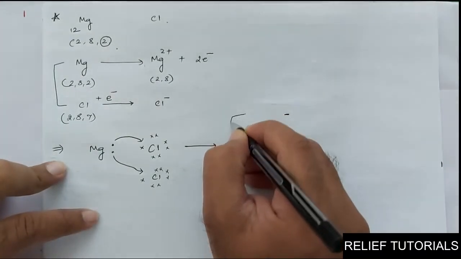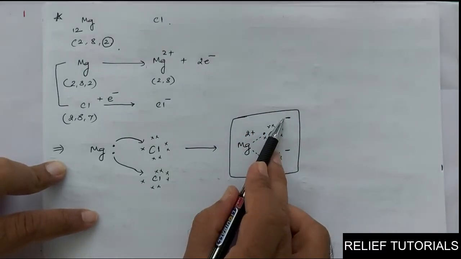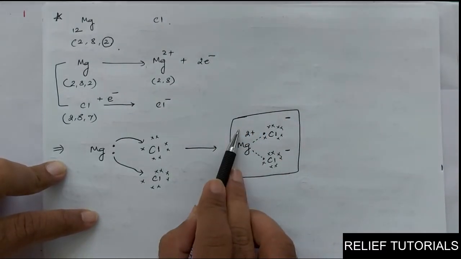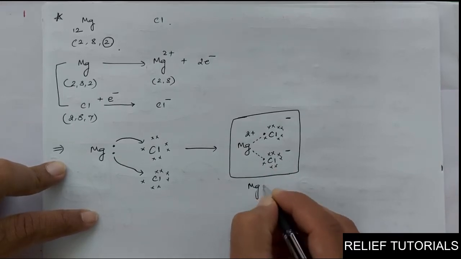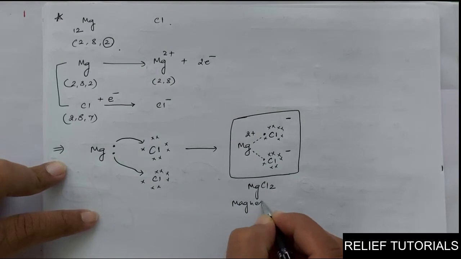So overall, what is the total charge of the whole system? 1 minus, 1 minus, 2 minus, and 2 plus will be 0. So this compound is written as MgCl2, magnesium chloride.